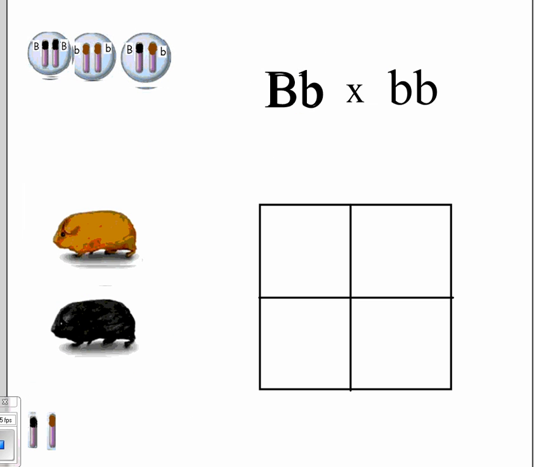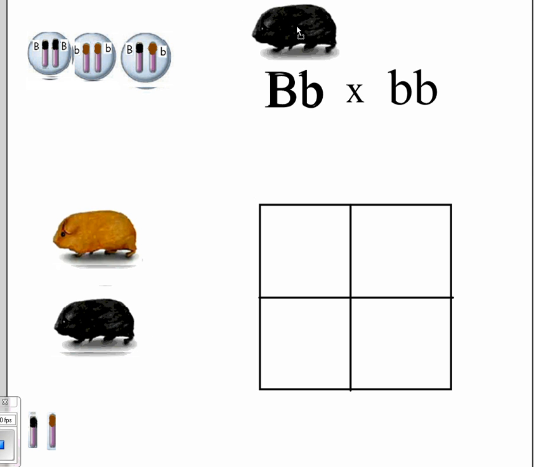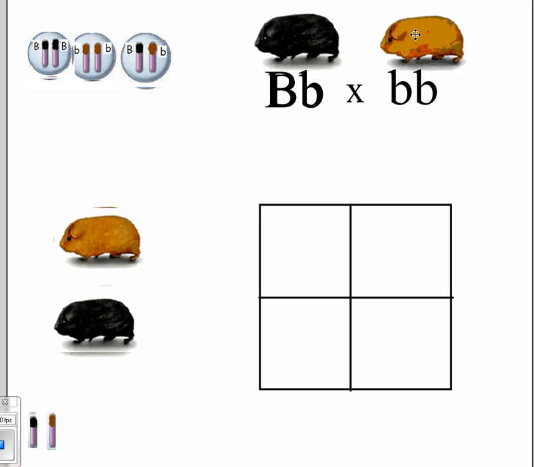All right, now let's cross a black one, one that is heterozygous, and a brown one. Better go ahead and cross those 2. Let's see what we have.